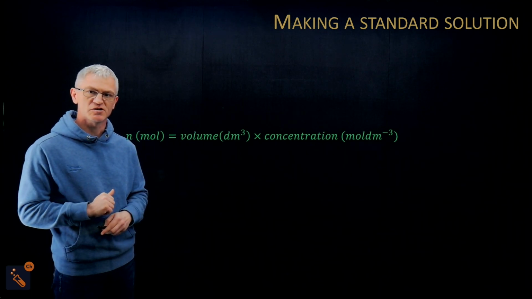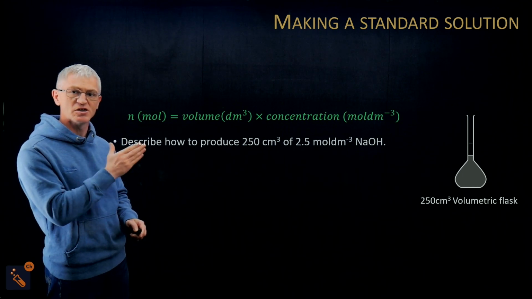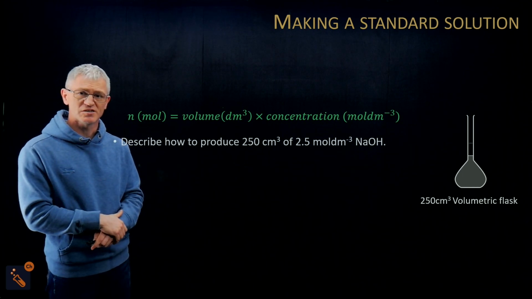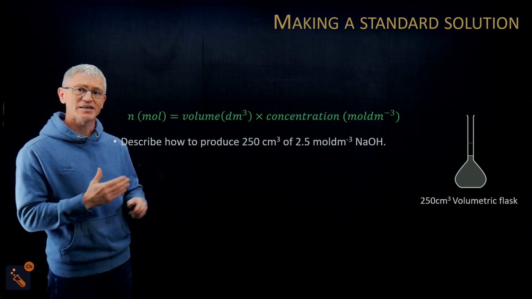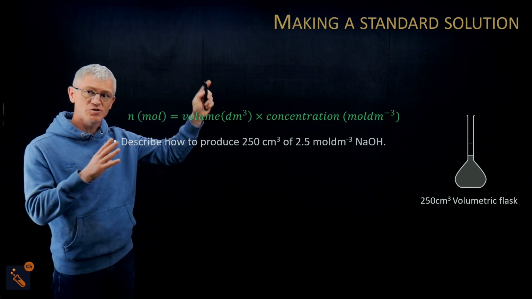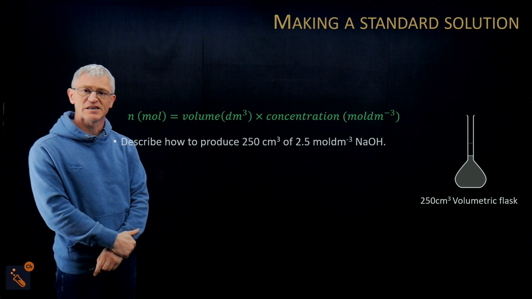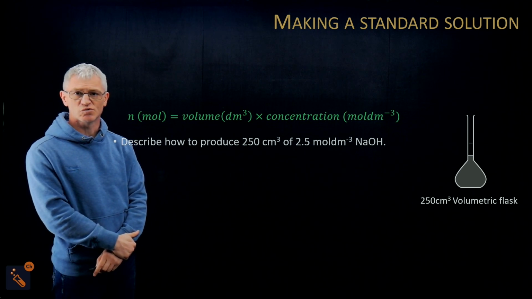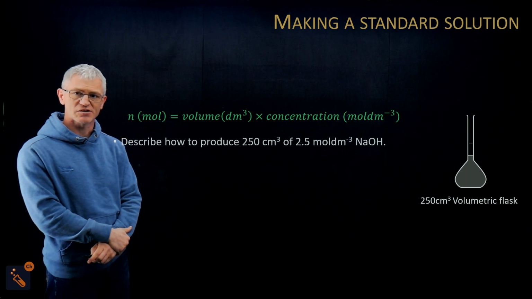So I'm going to go straight forward and describe how to produce 250 cm³ of 2.5 mol/dm³ NaOH. So this is making a standard solution. This is a common question, and in your second year of A-levels it can be quite a large one, okay? But this is for your first year, so we're going to go through just how to do the calculation.